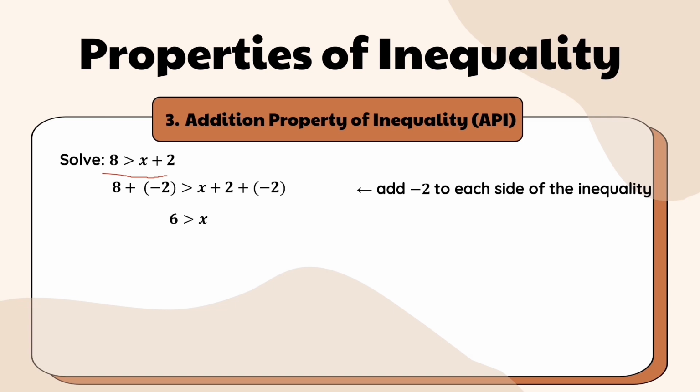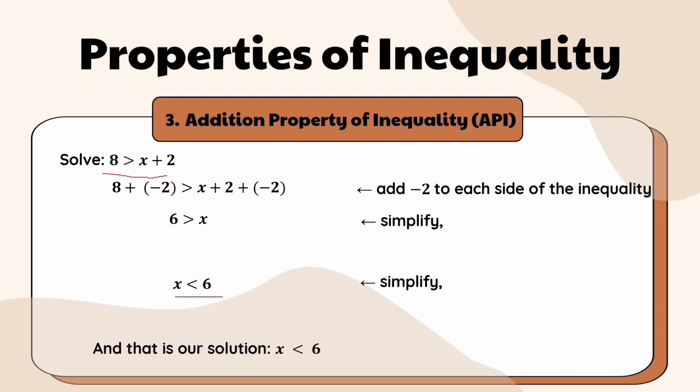So we have 6 is greater than x, and simplifying further, x is less than 6. When we swap the left and right sides, we must also change the direction of the inequality. So we have x is less than 6, and that is our solution. x is less than 6. In other words, x can be any value less than 6.